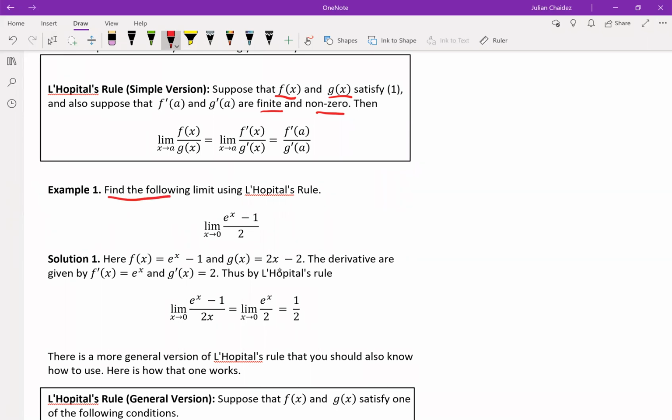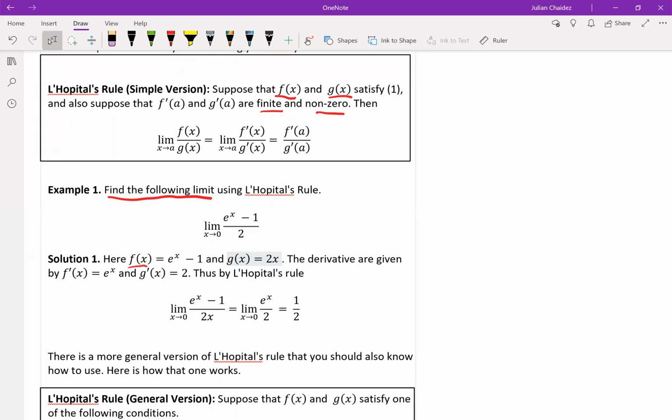I want to find the following limit using L'Hopital. The limit as x goes to 0 of e to the x minus 1 divided by 2x. First we should check that L'Hopital actually applies in this situation. f of x is 0 at x equals 0, because e to the 0 minus 1 is 1 minus 1, or 0. And g of x is 2x, sorry, it should say 2x. Change that. So g of x is also 0 at 0.